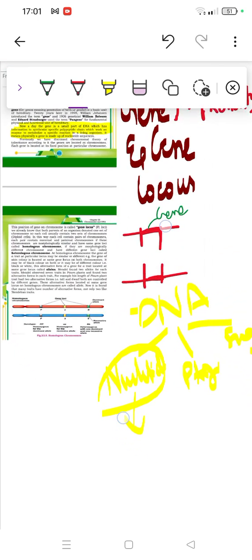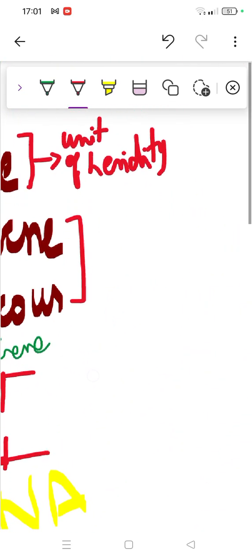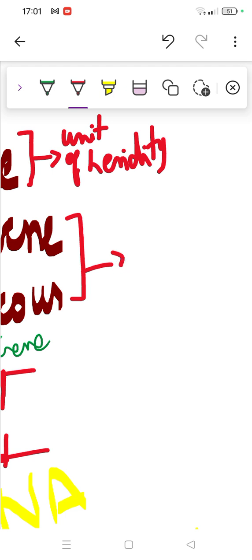Well, now comes gene locus. When we talk about the gene locus, this is simply the position where a gene is going to be placed. So the position is called a gene locus.